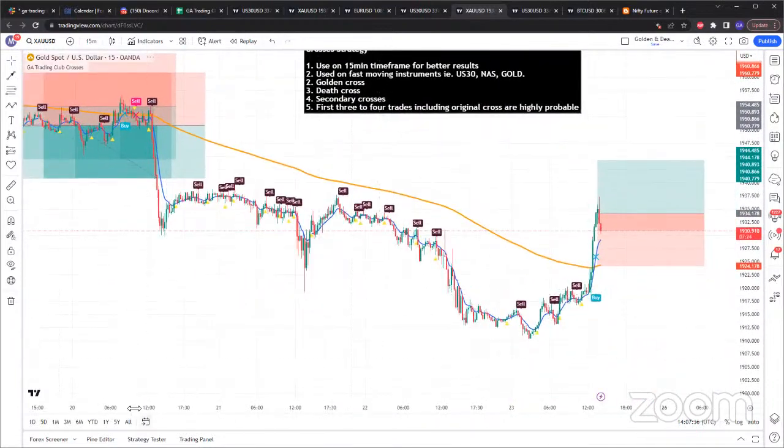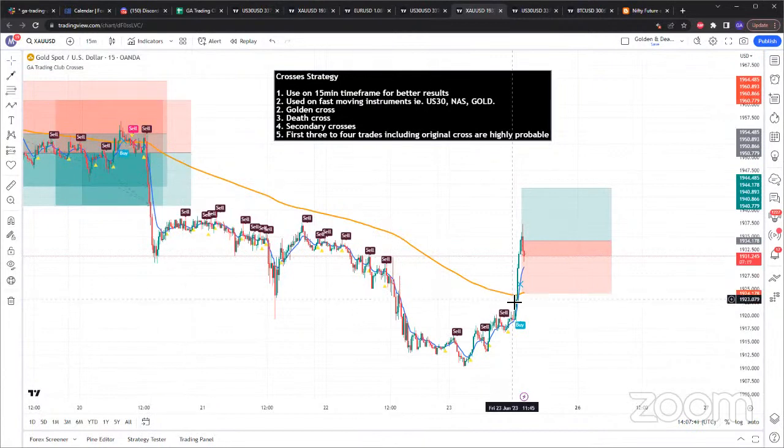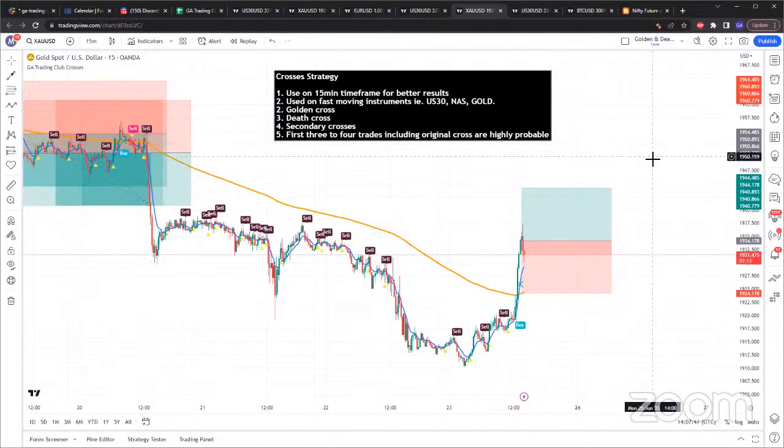But if I was just looking at it, yes, it is a valid buy, because when was the last death cross on the 15-minute time frame? This is Friday. The last one was Tuesday. So yeah, this is a valid golden cross on gold.